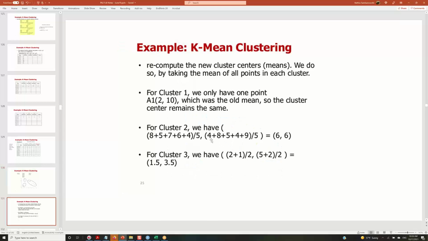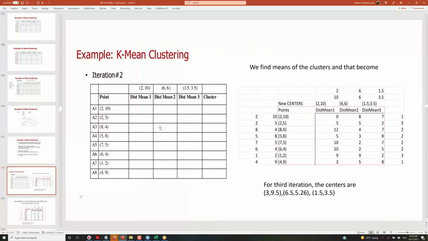So if I do that, first of all I need to know the mean, right? The mean of cluster 2 is all the x values' mean and y values' mean. It is 6.6. For cluster 3, all the x values' mean and all the y values' mean, so it is 1.5, 1.5, and this 6.6. This one doesn't change, it's 2,10 again. Now I complete this one again. Are you with me?